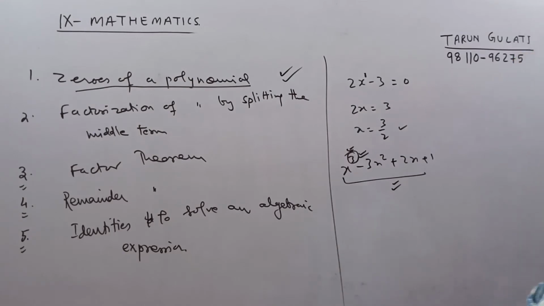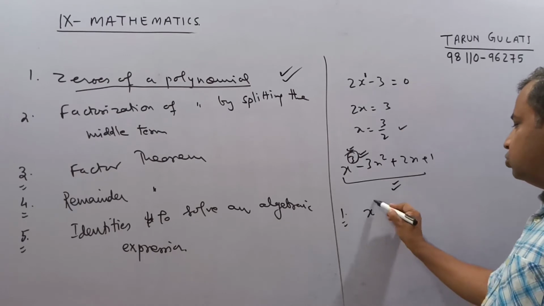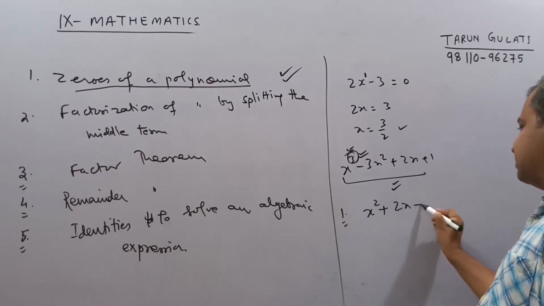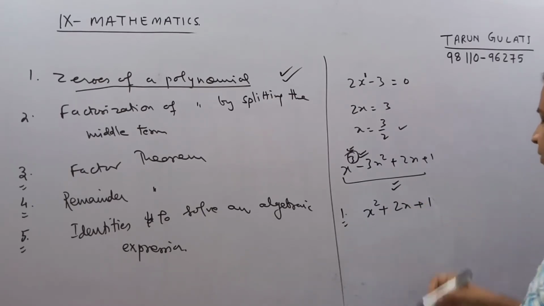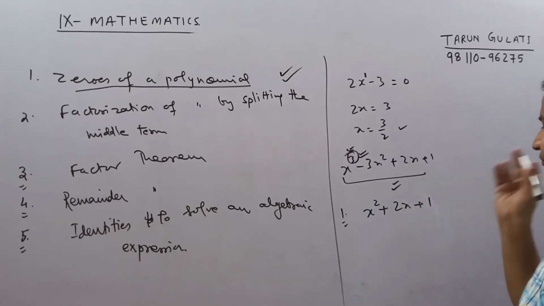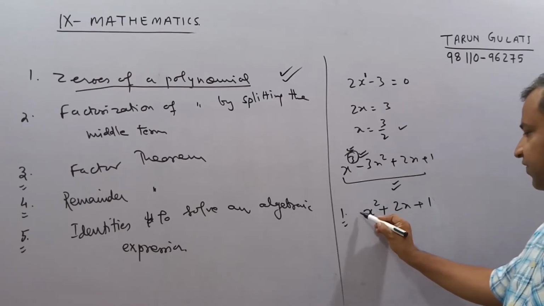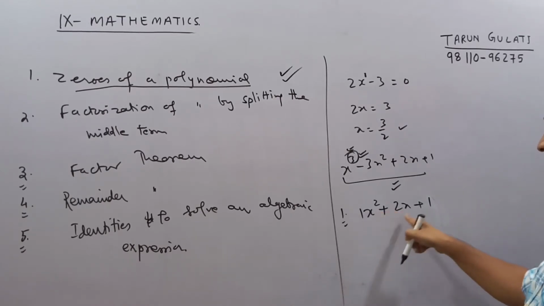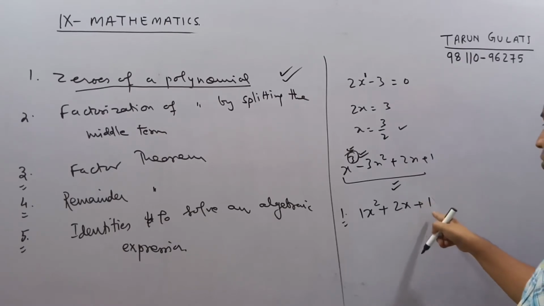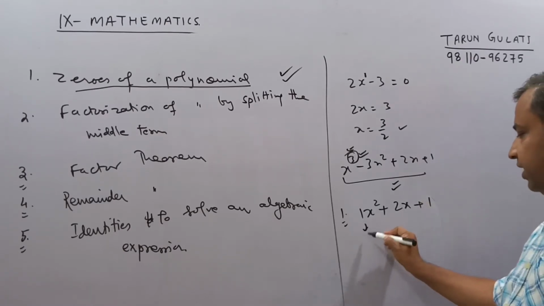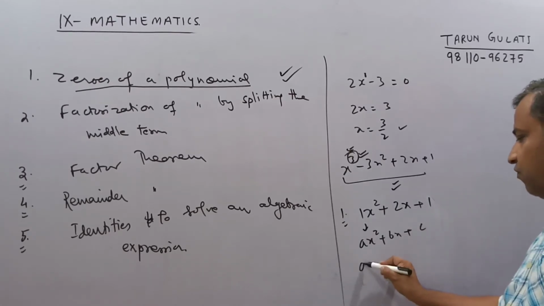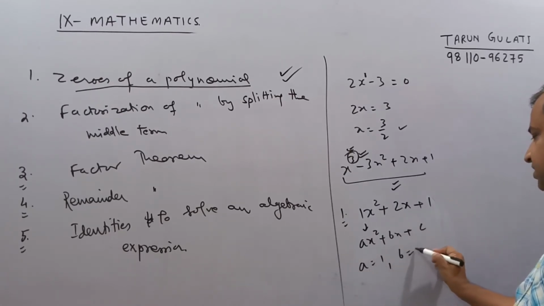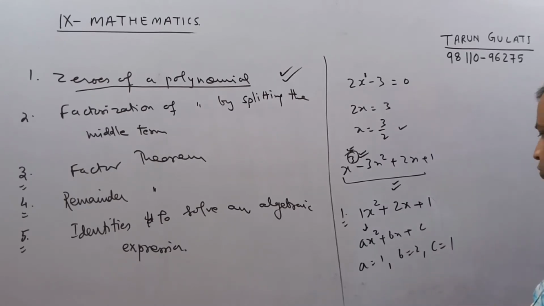Next is factorization by splitting the middle term. For example, x square plus 2x plus 1. What about its factorization? The coefficient of x square is 1, of x is 2, and the constant term is 1. So we take it as ax square plus bx plus c, where a is equal to 1, b is equal to 2, c is equal to 1.